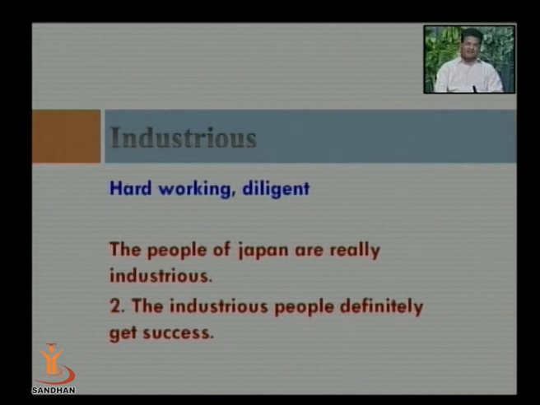The people of Japan are really industrious. Japanese are known for their industrious efforts. They are very hard-working people. Once after the Second World War, people know that Japan was almost destroyed. The economy of Japan was almost at the verge of destruction. It was diminished, crushed. But due to their industrious efforts, due to their diligent work, the Japanese economy is now one of the leading economies of the world. The industrious people definitely get success. The people who are industrious, the people who are very hardworking, diligent, they get success.